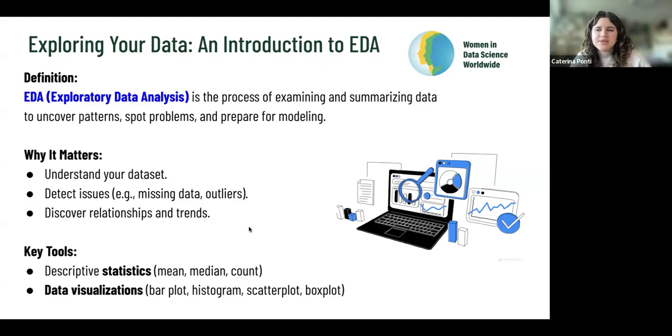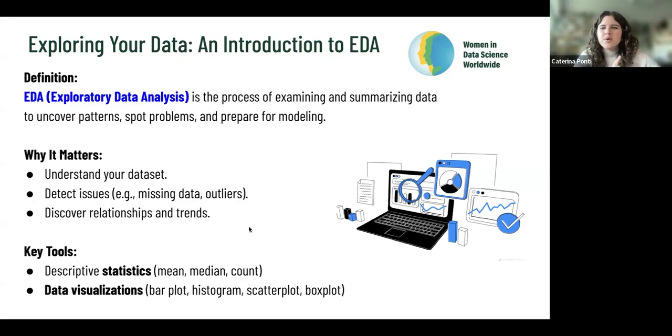EDA helps us identify categorical and numerical variables and their role in the model. For example, and this is just an example, parent education level, which is categorical, might affect ADHD prediction in some way that we didn't think about before, and can help enrich our machine learning model later on.